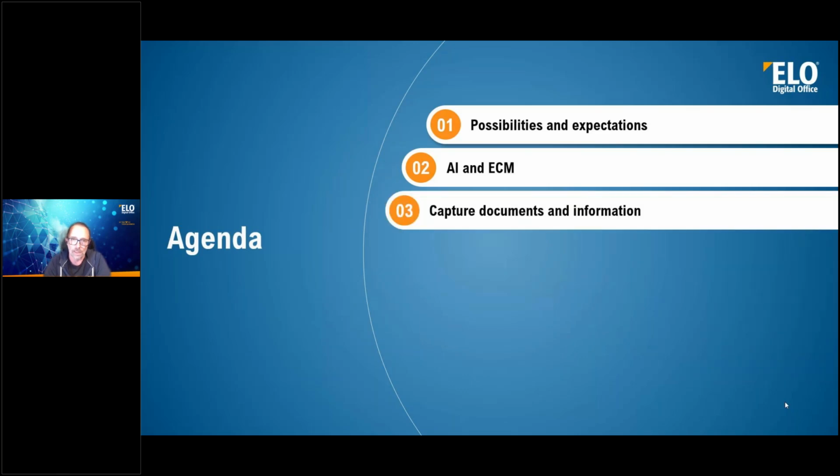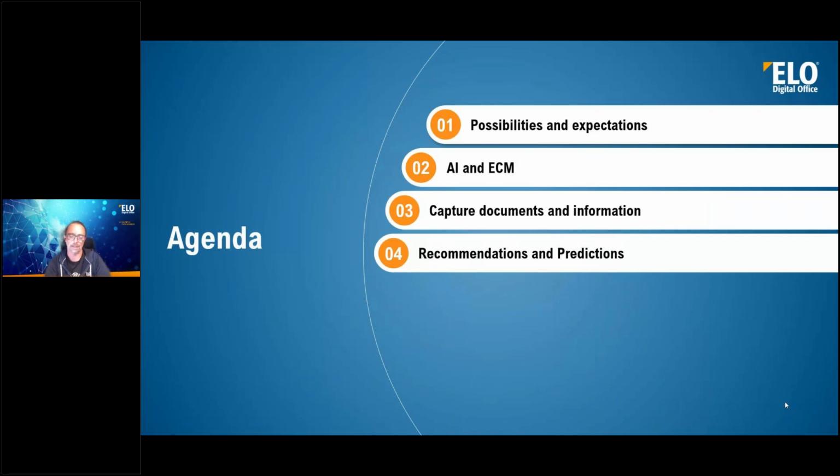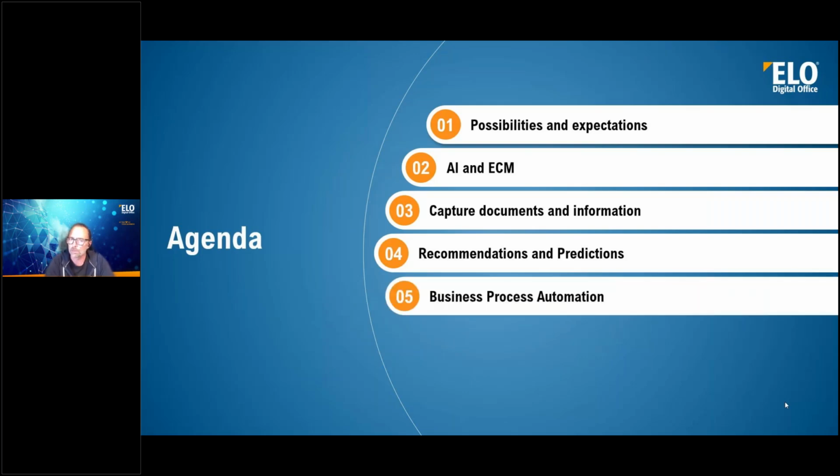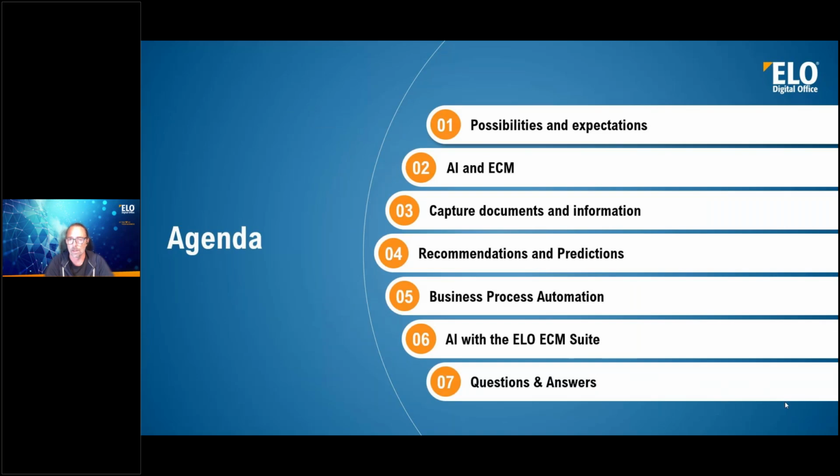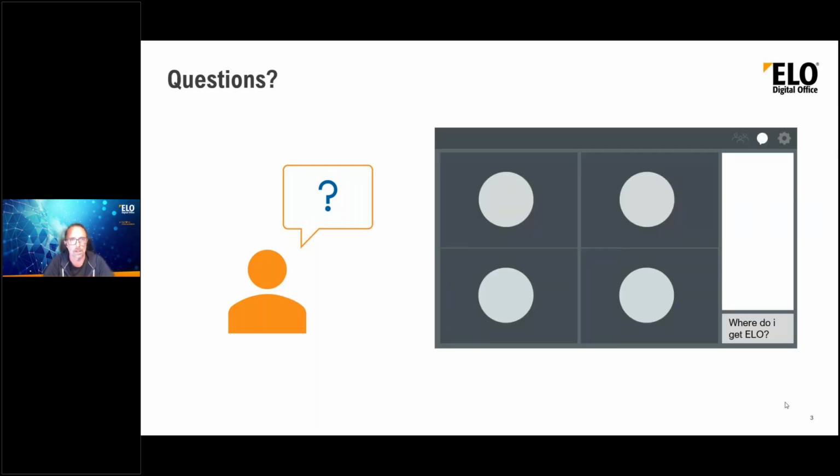Then I'll show you how we can capture documents and information using artificial intelligence. Then I'll show you how artificial intelligence can make recommendations and predictions in combination with the ELO ECM suite. After this, we'll have a look at business process automation with artificial intelligence, and then a conclusion: artificial intelligence with the ELO ECM suite. And after this, we'll have some time for questions and answers. If you have some questions during the webinar, just type them in your questions box, and we will answer them in the end.